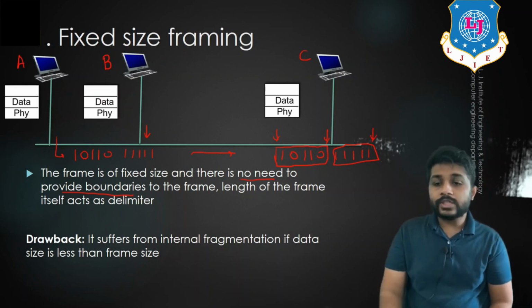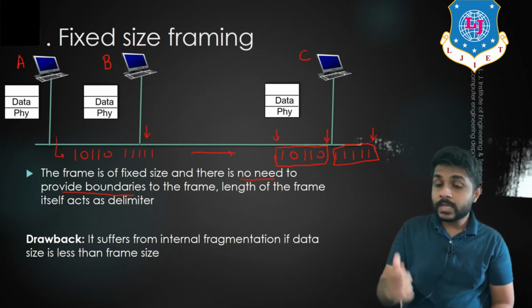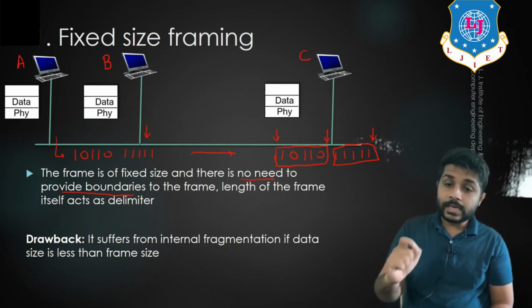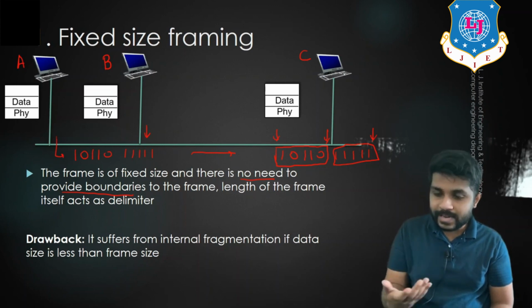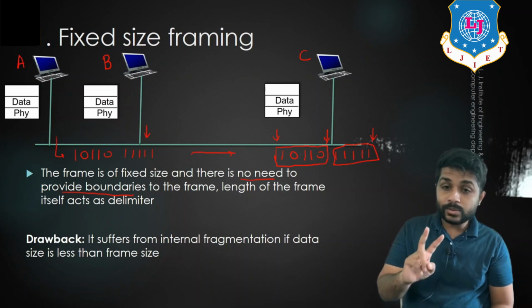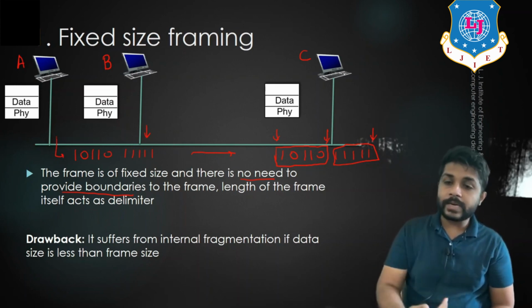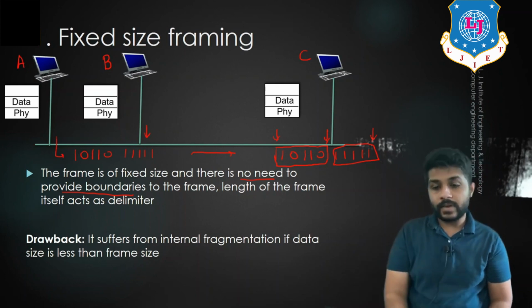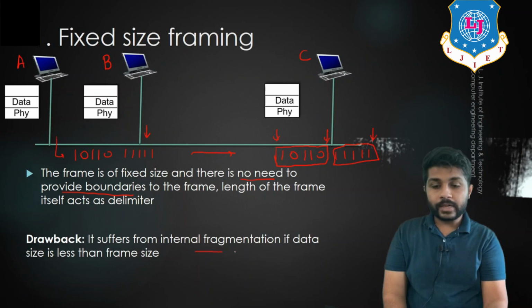But what is the disadvantage? Suppose the sender wants to send data of 10 bits. Even if the sender wants to send 10 bits, it cannot send 10 bits of data at the same time. In that case, it has to divide the data into 2 frames, 2 parts. So the sender will send the first 5 bits, and after that it will send the next 5 bits. So we have to do fragmentation.